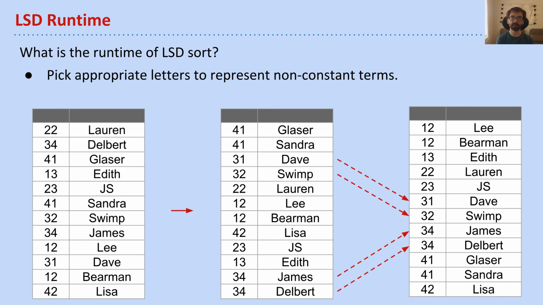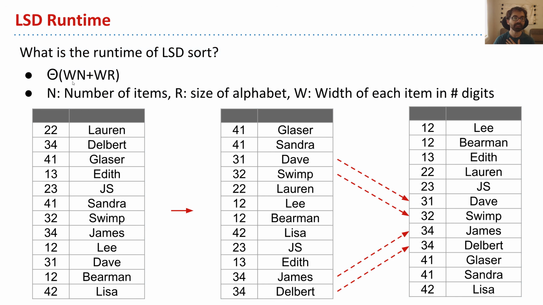So I'll give you a hint real quick, which is that here we did 2 passes of counting sort. So think about what the runtime of 2 passes of counting sort would be, and then generalize. Okay, so the answer I came up with is theta of wn plus wr.